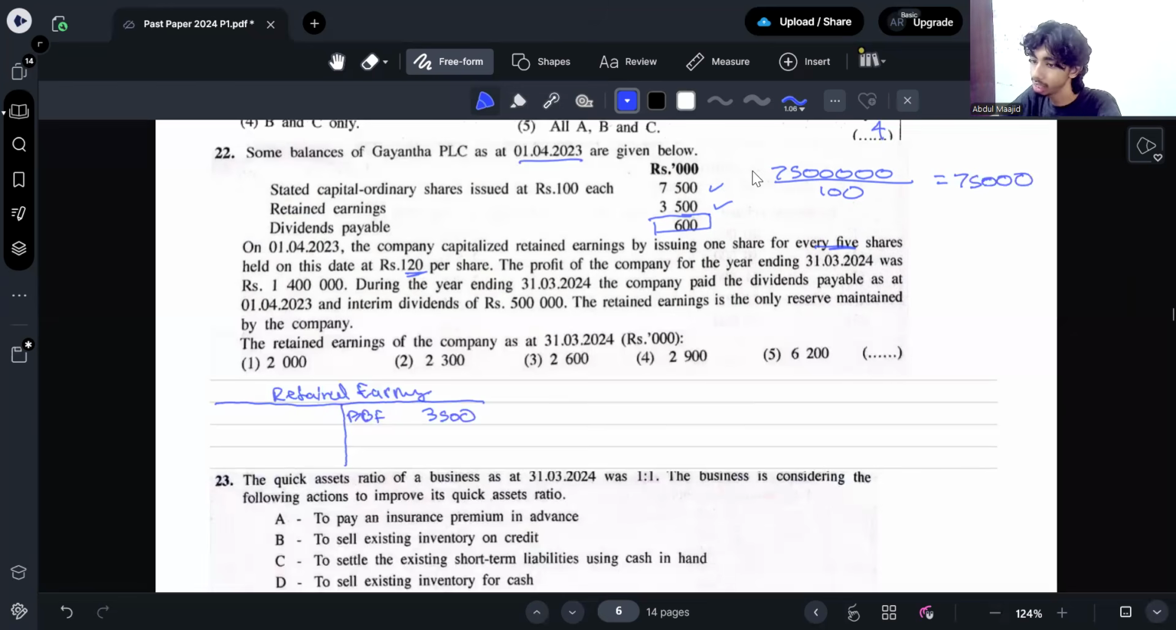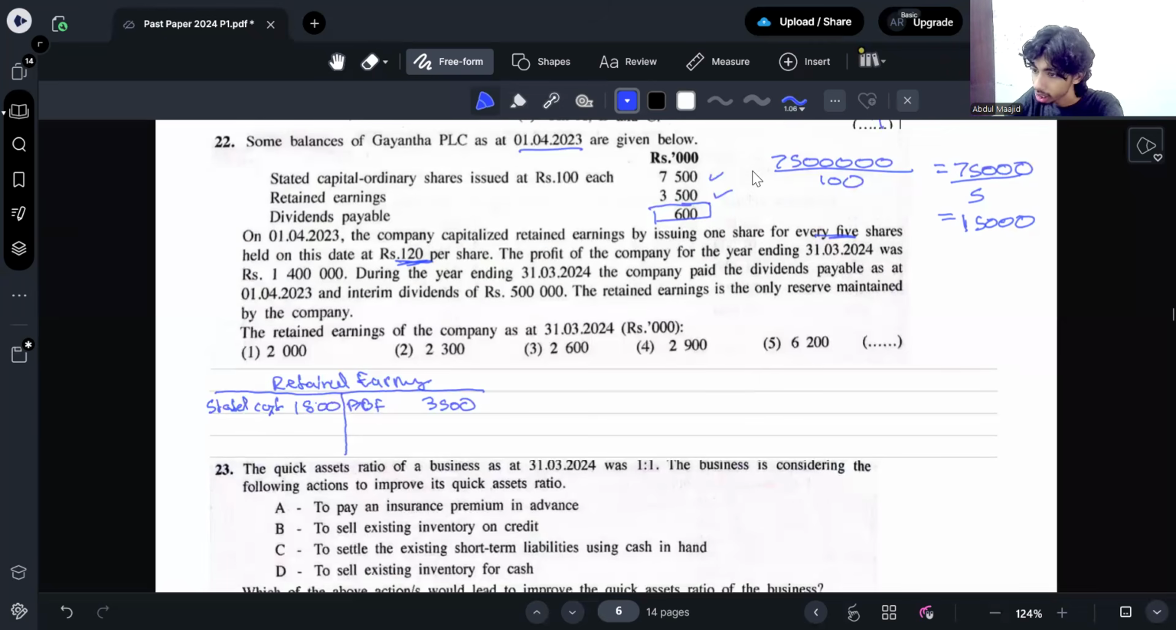Now you're going to capitalize retained earnings for 1 share for every 5 shares. And how many bonus shares are you giving? 75,000 divided by 5, that is 15,000 shares. You're going to give 15,000 free shares at 120 rupees, 15,000 into 120, that is 1,800,000. So you can debit that here, stated capital 1,800,000.